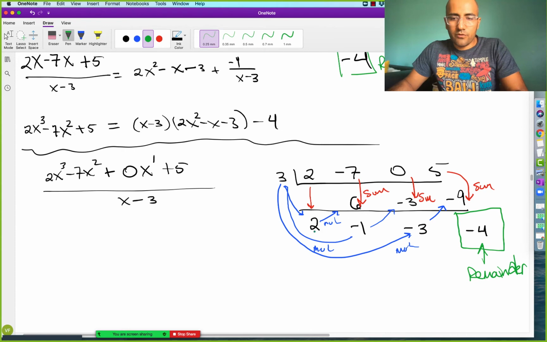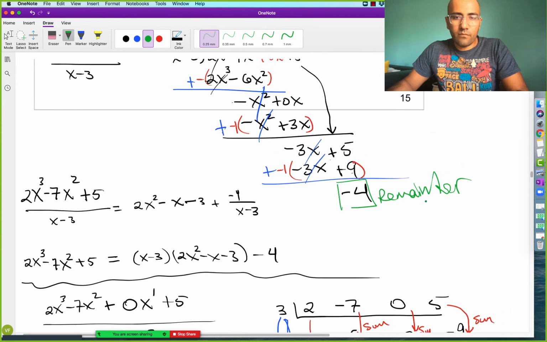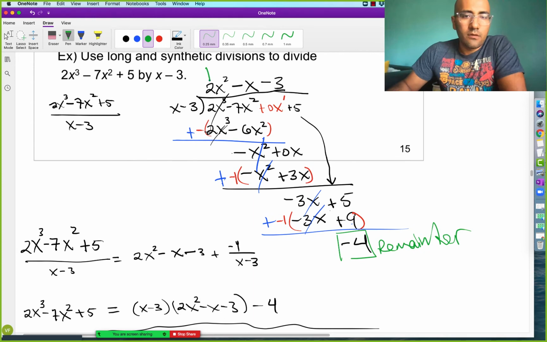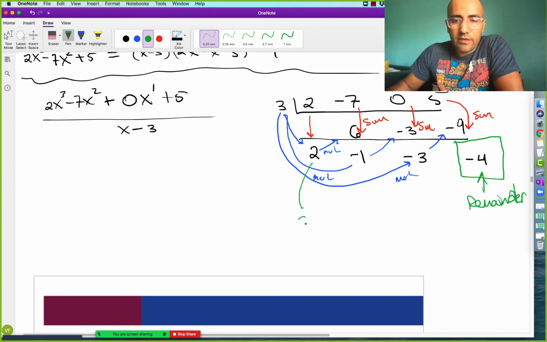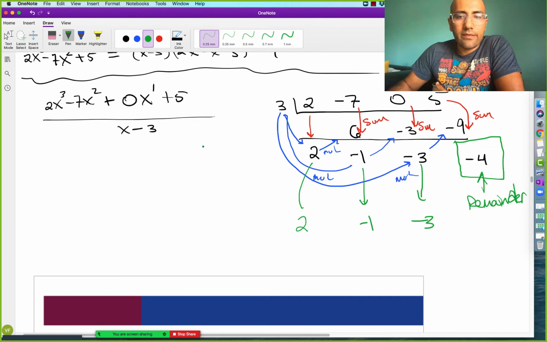And then these other numbers, 2, negative 1, negative 3, match these numbers. So these are going to be the coefficients to our quotient polynomial, with degrees starting by looking at the powers of the dividend here, power 3. The quotient is going to have one power smaller than that, always, one power less.